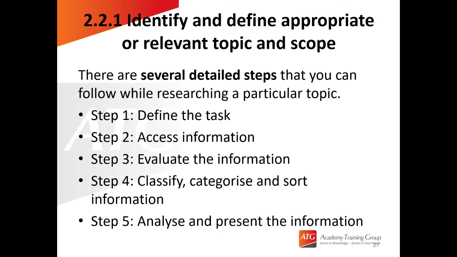Identify and define appropriate or relevant topics and scope. There are several detailed steps that you can follow while researching a particular topic. Step 1, define the task. Step 2, access information. Step 3, evaluate the information. Step 4, classify, categorize, and sort information. And step 5, analyze and present the information.